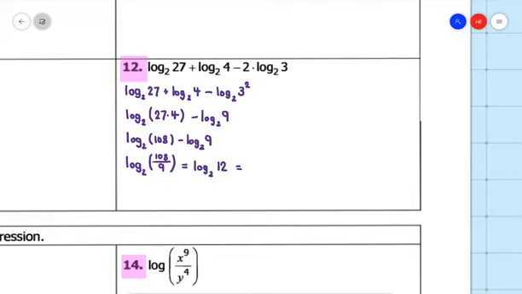We're going to use the change of base. So this is log 12 over log 2. Log 12 over log 2 is 3.585.